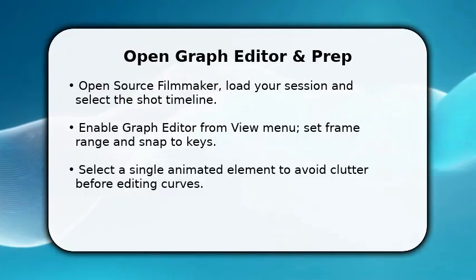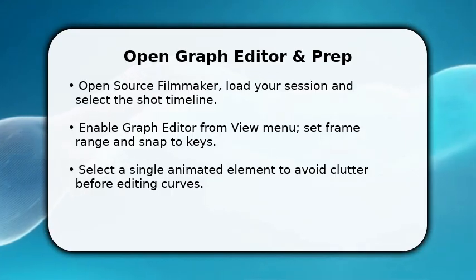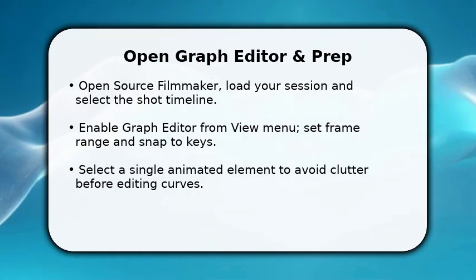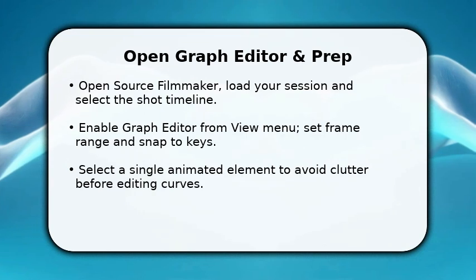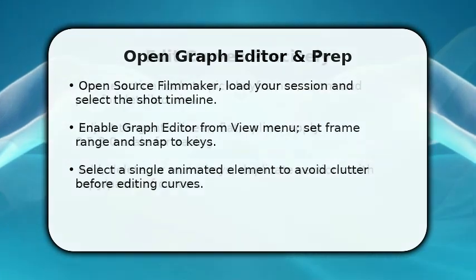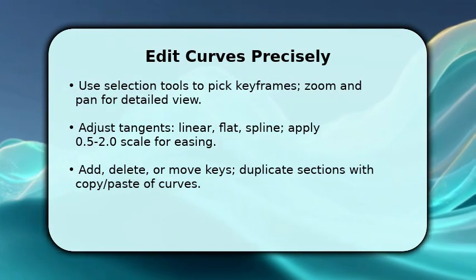You want to select one animated element at a time to reduce visual clutter. This initial focus lets you inspect a single motion curve and identify where smoothing or tightening is required. Once you have the curve visible, zoom in and use selection tools to isolate keyframes you'll alter.